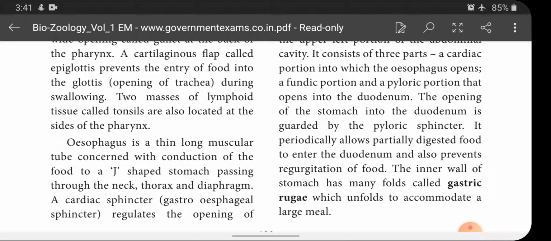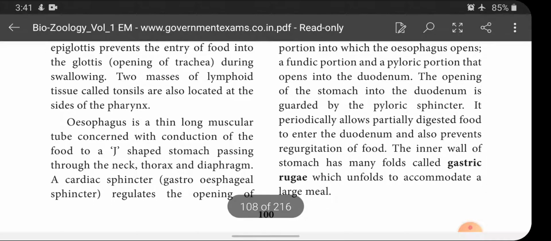Like the opening between the esophagus and stomach has the cardiac sphincter, in the same way where the stomach opens into the duodenum, it is guarded by the pyloric sphincter. It periodically allows partially digested food to enter the duodenum and also prevents regurgitation of food. The inner wall of the stomach has many folds called gastric rugae, which unfold to accommodate a large meal.